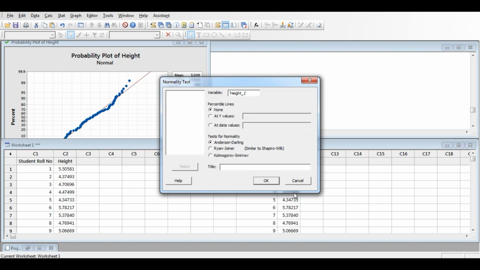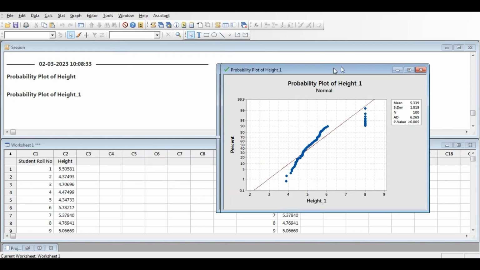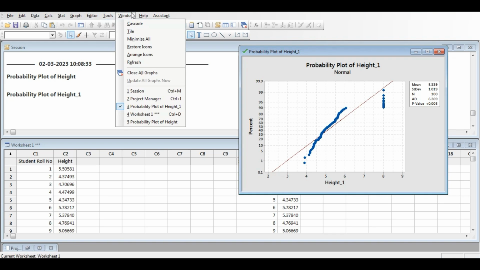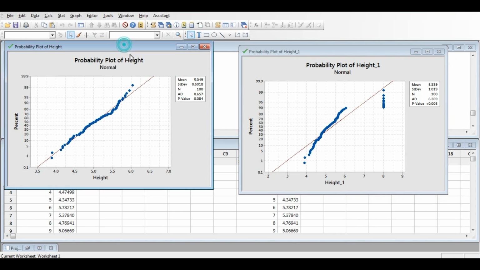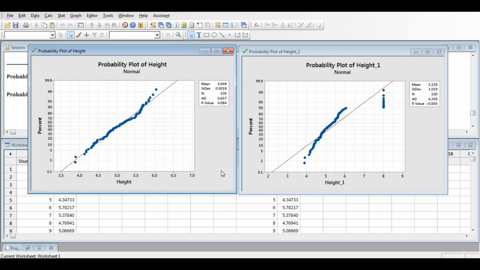Now, if you compare these two probability plots, you can easily find that, one, the blue dots are not close to the red line, plus there are some points that are even far from the red line. And the p-value is less than 0.05. In our previous case, the p-value was greater than 0.05. If the p-value is greater than 0.05, you can say that data is normal. On the other hand, if the p-value is less than 0.05, you can say that data is non-normal.